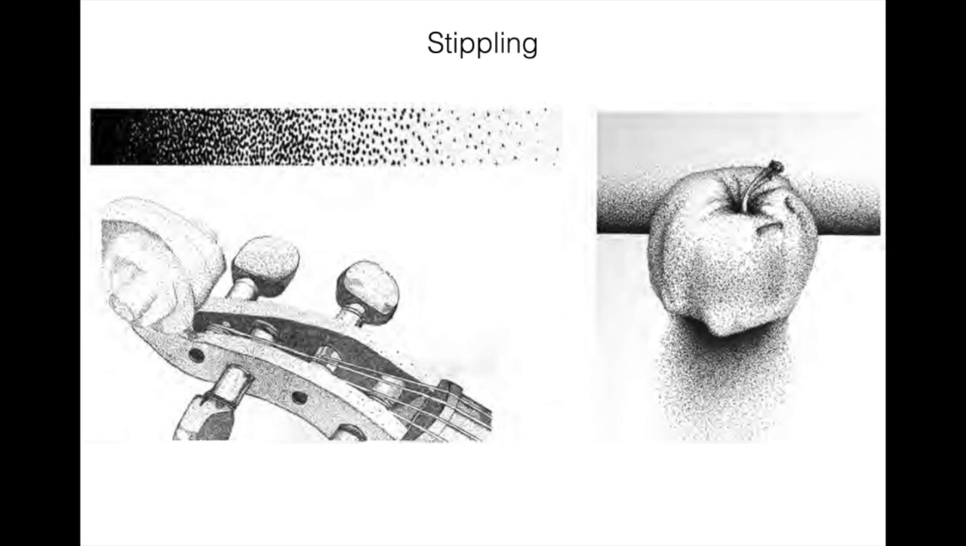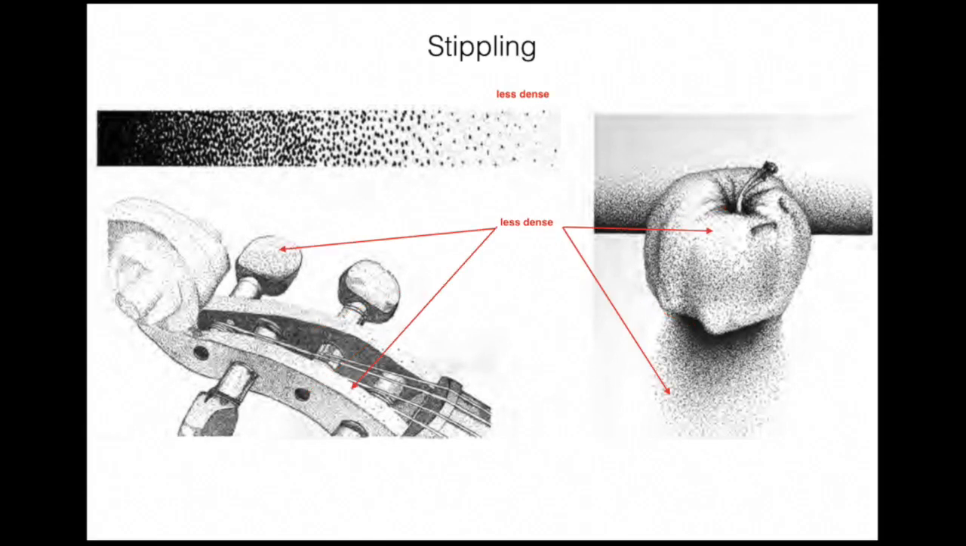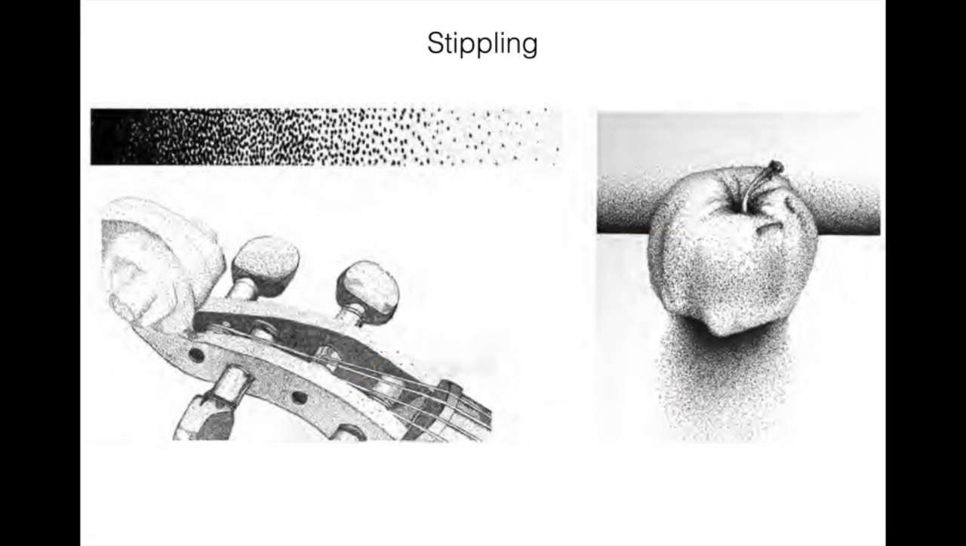And stippling, this is our last one, is tiny dots, used to define tone. So same idea, right? The more dense the dots, the darker the tone is going to be. The more spaced out they are, the lighter the tone will be. You can also use stippling with color. So instead of blending color, you just layer different colors near each other.